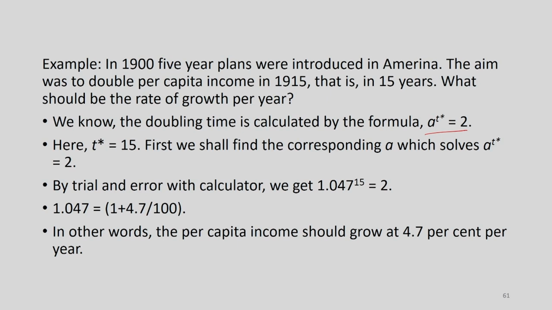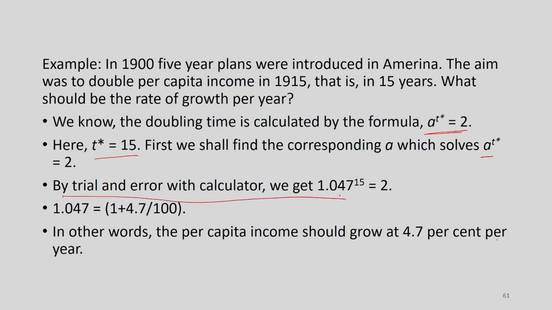Now, in this particular example, we know that t star is 15, doubling time is given as 15. First, we shall find the corresponding small a which solves this equation. So, t star is given, which is 15. On the right hand side 2 is there, which is a number. So, we have to find out small a. Now, this can be done by trial and error.